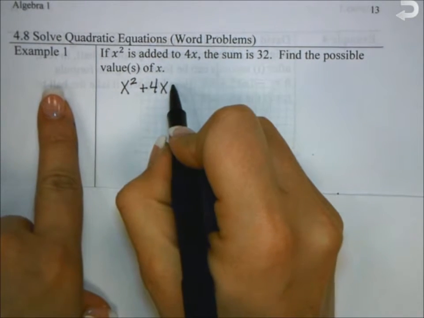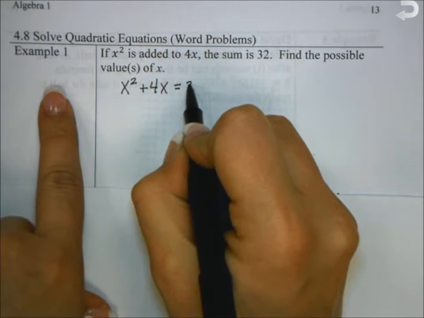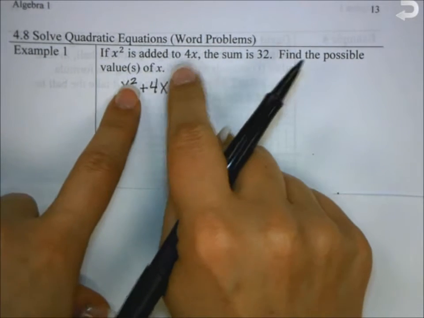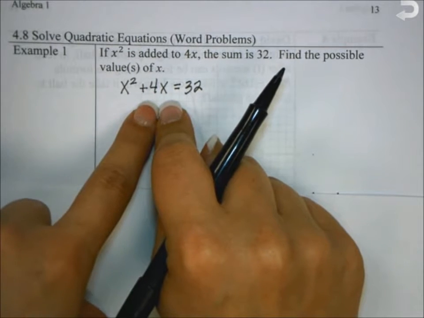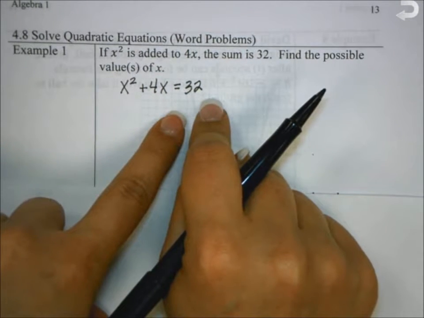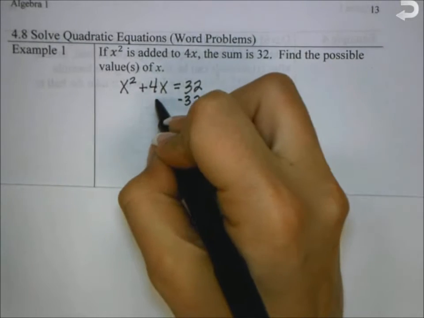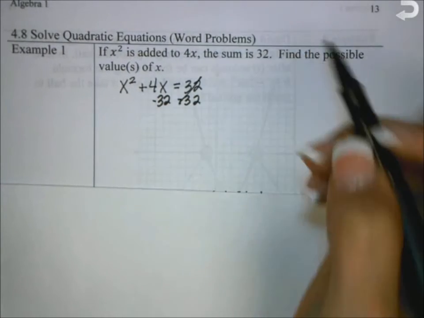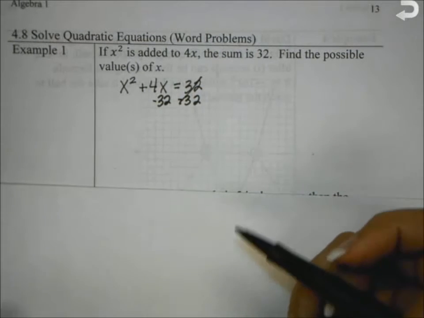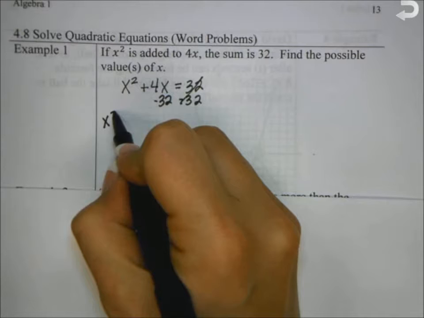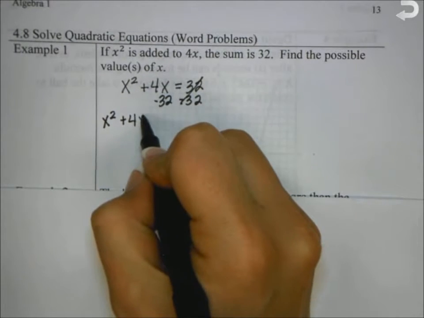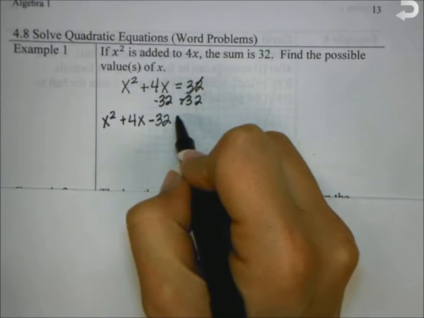So what does that mean? Equals 32. Find the possible values of x, which means we want to solve for x here. Is the equation equal to 0? No, so what do we have to do? We have to subtract 32. Those guys cancel. And what am I left with now? x squared plus 4x minus 32 equals 0. Good.